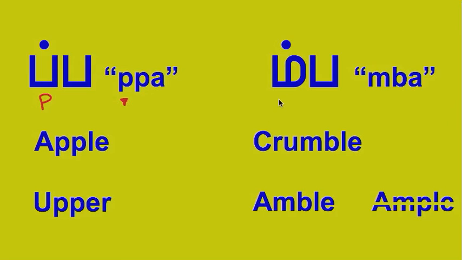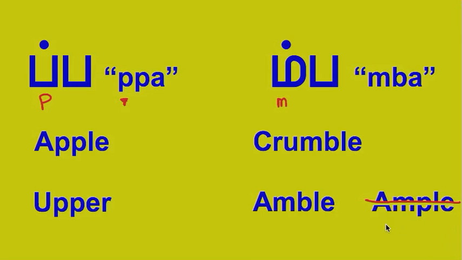But if the pa letter follows the im letter, then we get a ba sound. So it's ba, like the English word crumble, or the English word amble. And I've written the English word ample with a line through it because it's impossible to make this particular combination of sounds in the Tamil language.